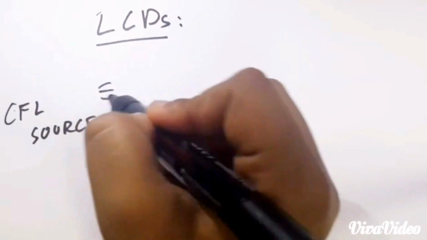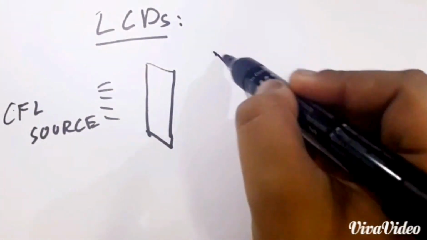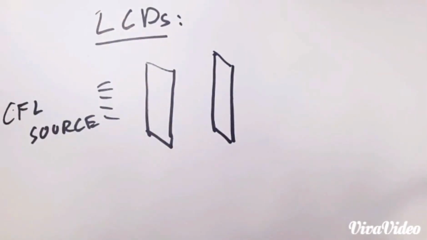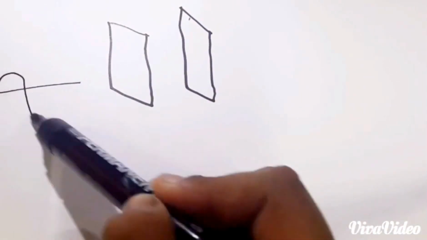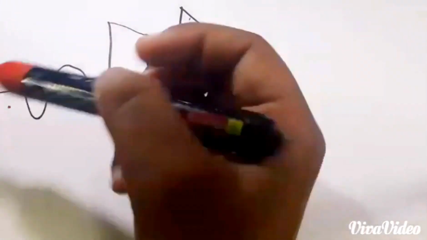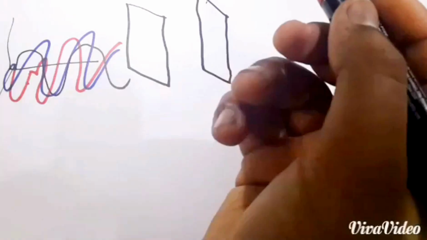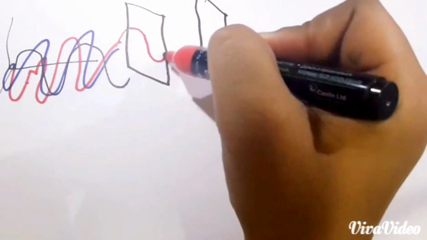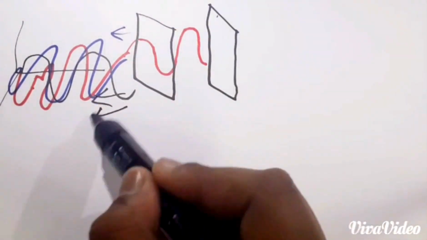Coming to LCDs. The LCDs use a CFL light source, and the main thing in an LCD is the display screen itself. This panel consists of two polarizers. Now what a polarizer does is it filters light in specific ways, letting only one orientation of light through. The first polarizer lets only a vertical light beam pass, and the other lets a horizontal light beam pass. But then no light will pass through and we won't see anything.